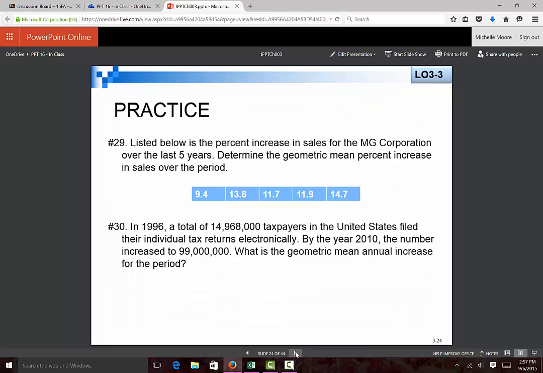So here's an example. Listed below is the percent increase in sales for the MG Corporation over the last 5 years. Determine the geometric mean percent increase in sales over this period. Okay, so in each of these we have an increase of 9.4%, 13.8%, and so on. And we're trying to figure out what the geometric mean is.